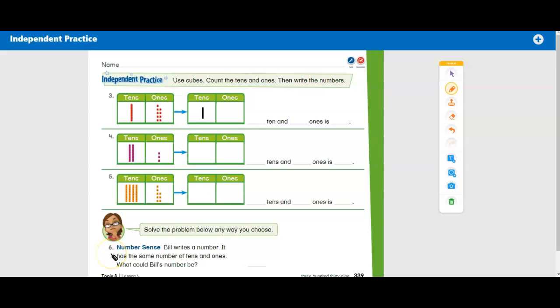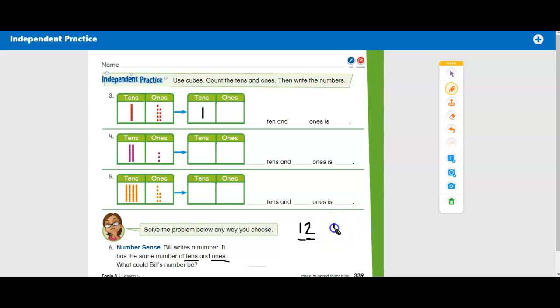For number 6, there are a lot of different answers that are all correct. We want to write a number that is the same number in the tens place and the ones place. For example, if I write the number 12, there is a 2 in the ones place and a 1 in the tens place. We want both of these numbers to be the same.